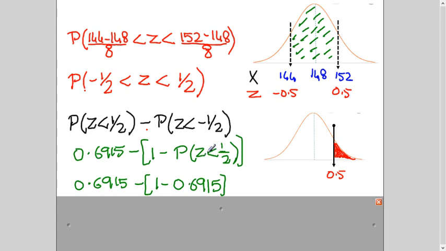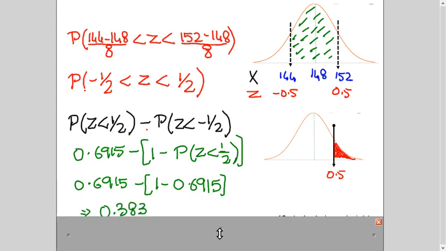And we have just calculated here from the table that the probability of z less than half is 0.6915. So I'm plugging in the value here, and then I'm doing a simple calculation and I got 0.383. So this green probability, that the height is in between half of the standard deviation of the mean, is 0.383.